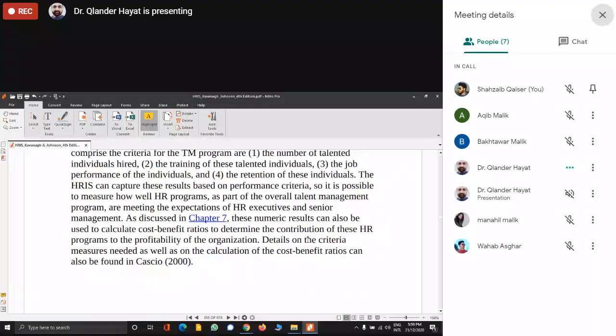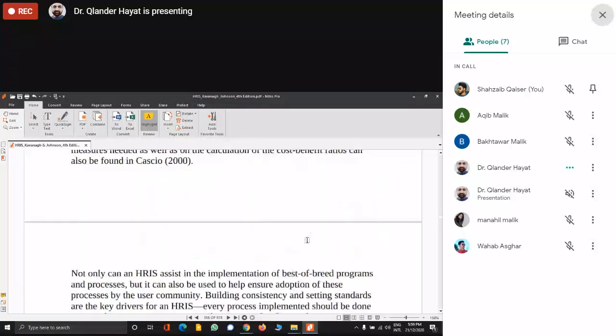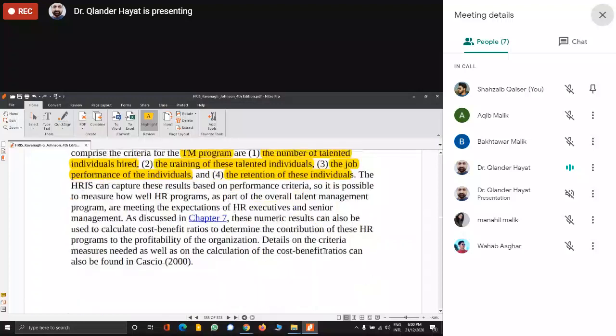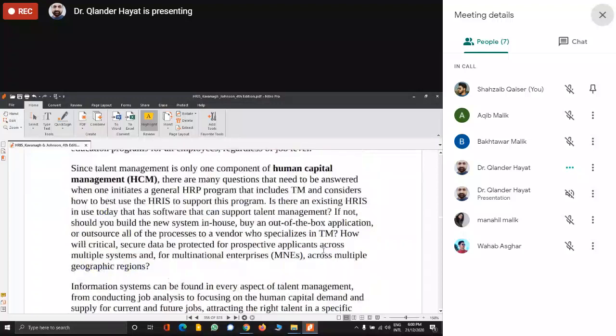Through HRIS, the number of talented individuals hired can be known. The training of these talented individuals can be traced from the HRIS, the job performance of those individuals can be traced from the HRIS, and the retention of these individuals can be managed through the HRIS. So we can say that a talent management program incorporated with HRIS can lead to the success of the organization.